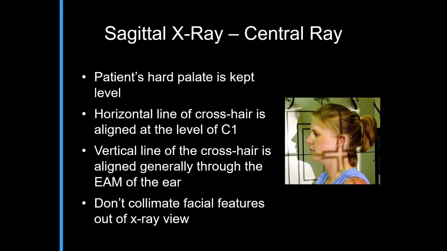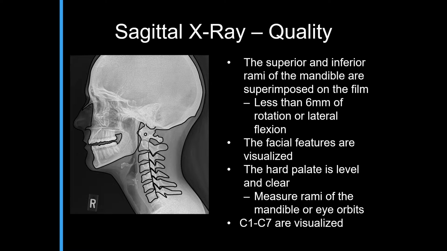As far as the central ray is concerned, you want the hard pellet level, as with all the other techniques and other X-rays. You have the horizontal line, and the crosshair is a line at the level of C1. You can see that right here. So this is that horizontal line, and the vertical line is at the EAM. And we don't collimate, to allow the facial features to be there.